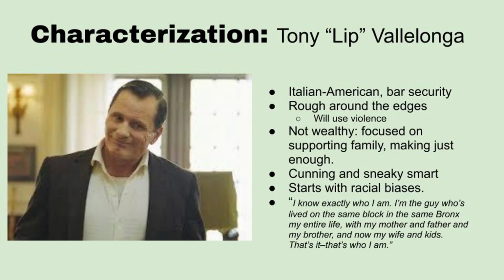First, looking at Tony Vallelonga, also known as Tony Lip, he is introduced as a lower working class Italian American man who will do whatever it takes to support his family. In the movie, we can see that through finding a job immediately, doing a hot dog eating competition, even having sneaky plans within his own job to make extra money.